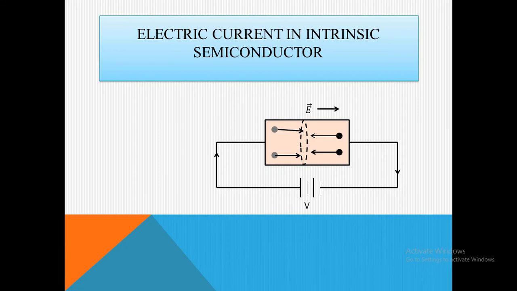If we apply an electric current to the intrinsic semiconductor as shown in the figure, here we are using a cross-sectional area. This is a semiconductor, the length of the semiconductor is L and the cross-sectional area is A, and we have applied a potential difference across the semiconductor. As we apply the potential difference, an electric field is set up inside the semiconductor. The electrons move opposite to the direction of the electric field, from this end to this end, and the holes move from this end to this end. The total current we can calculate using the relation between current and drift velocity, that is I equals N E A Vd.